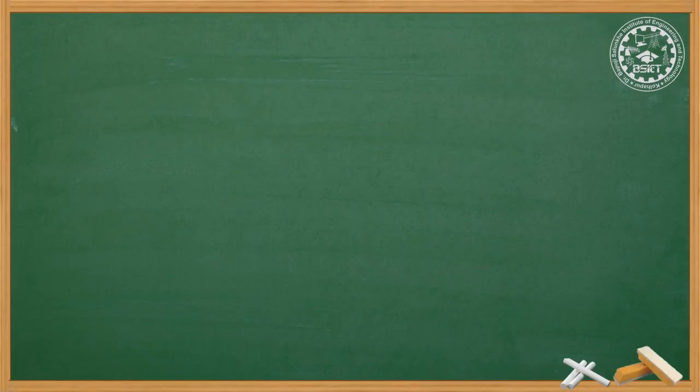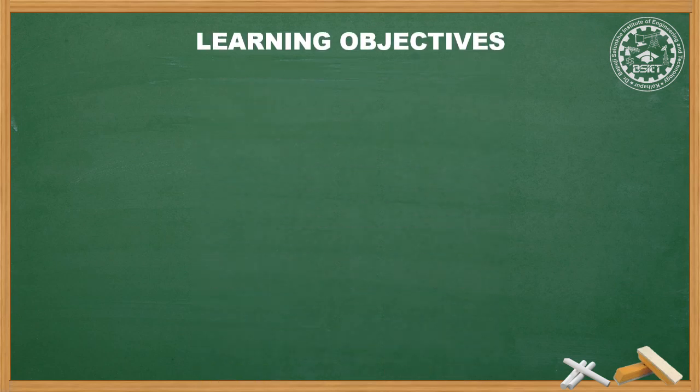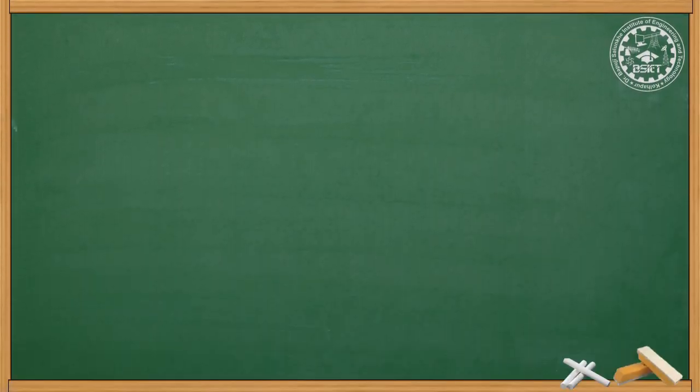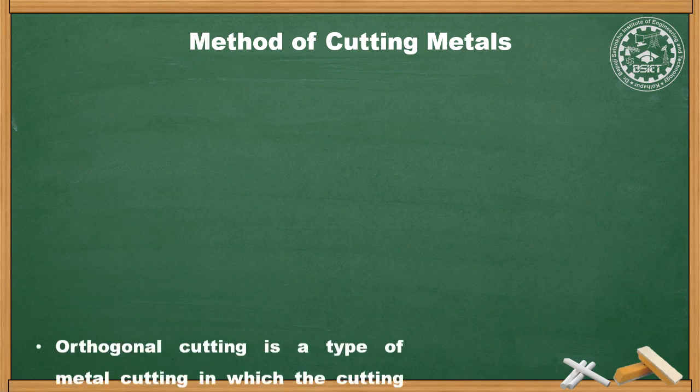For the last session we had studied different types of cutting tool. For today's session we will be learning the remaining part of the first chapter, that is, cutting methodology: different cutting methodologies, orthogonal cutting and oblique cutting. Let us start with the method of cutting metals.